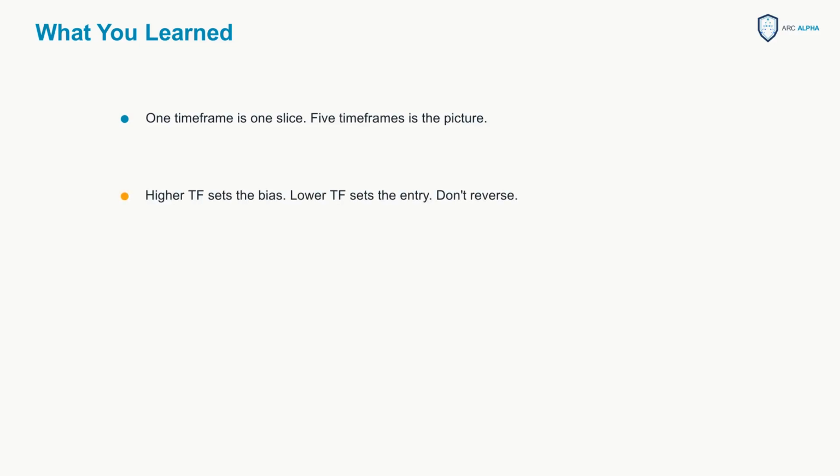Bringing it all together. 1 time frame is 1 slice, 5 time frames is the picture. Higher time frame sets the bias. Lower time frame sets the entry, don't reverse the roles. When weekly, daily, and intraday agree, the setup is stronger than any single chart can show.